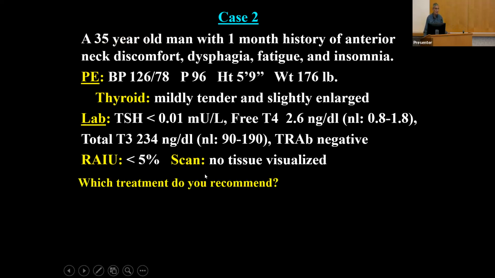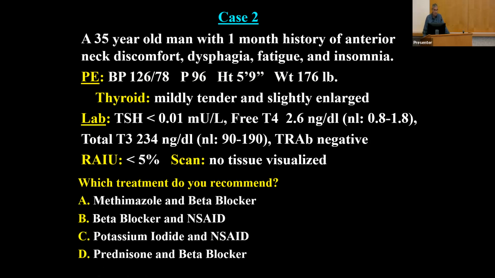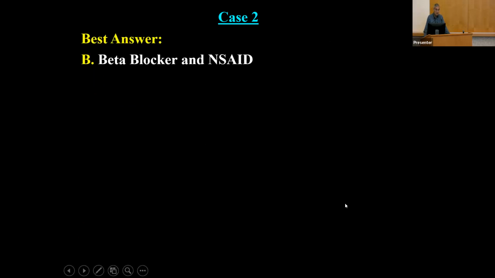So what treatment are we going to recommend for somebody now with painful subacute thyroiditis? Methimazole and a beta blocker and an NSAID, potassium iodide and an NSAID, or prednisone and a beta blocker. So the way we're going to approach this patient, the correct answer would be start a beta blocker for his symptoms and an NSAID for the tenderness in his gland.